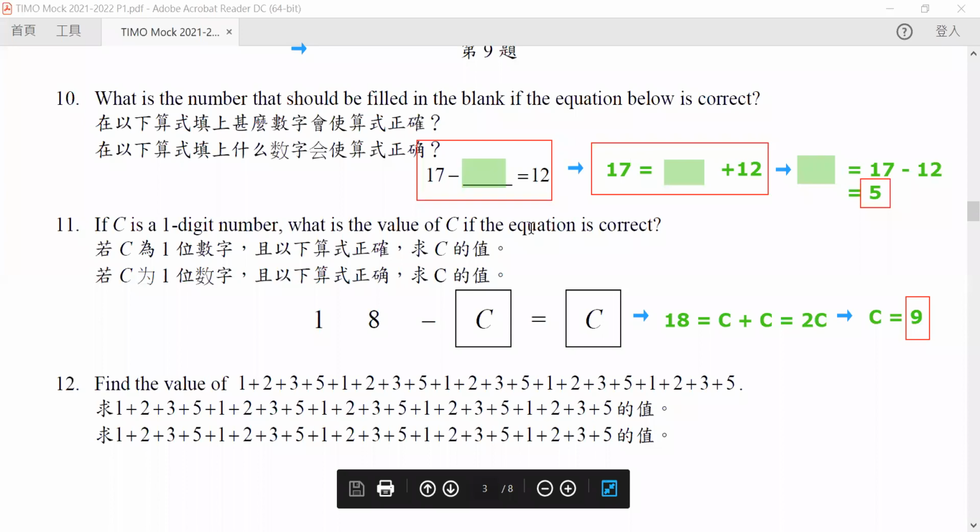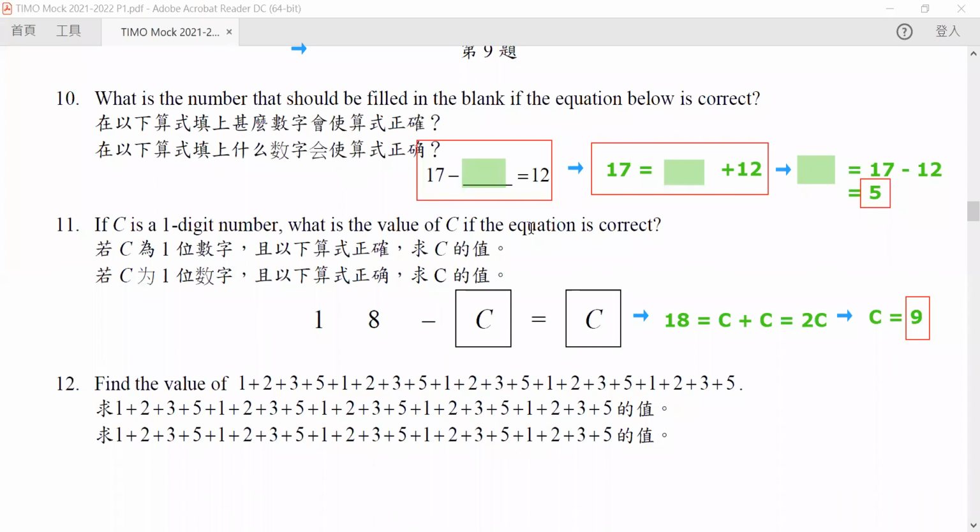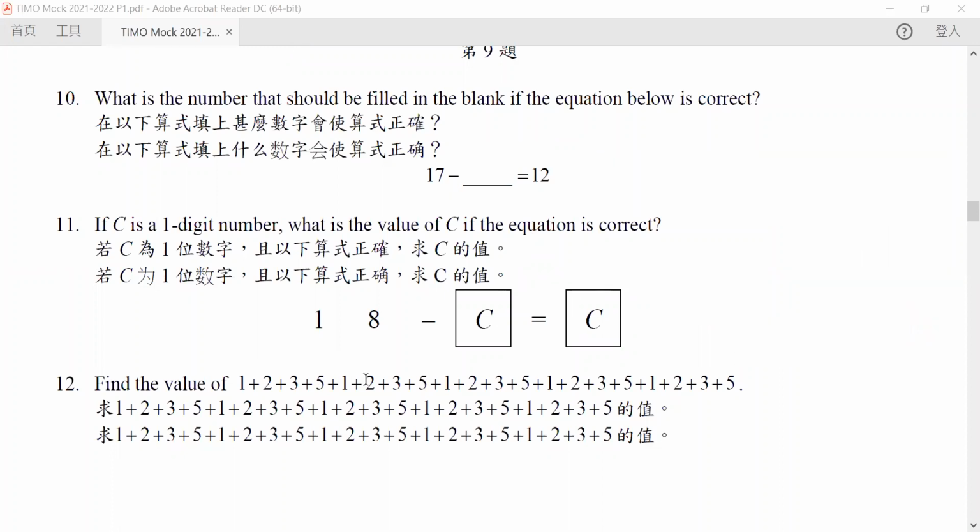Okay, let's go to question number 12. Find the value of this number. Now, there are so many numbers. How many numbers are there in question number 12? There are actually 20 numbers here. So it is very, very difficult to add these numbers all together. But unfortunately for us, these numbers are separated into batches.